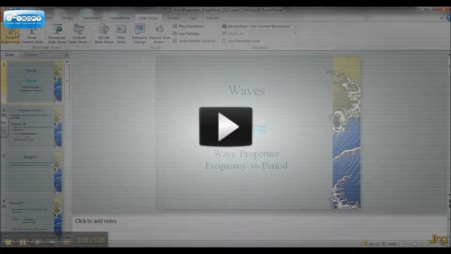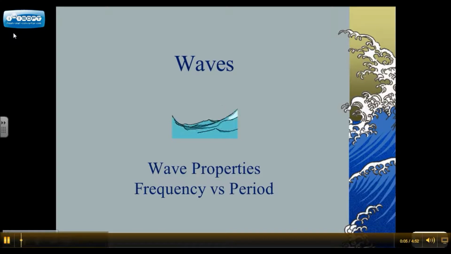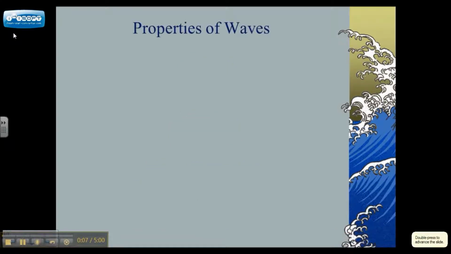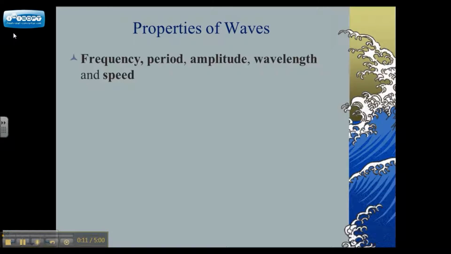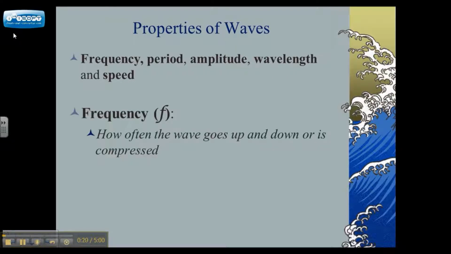We're going to start talking about wave properties, specifically frequency and period. So first, the properties of waves that we're going to talk about include frequency, period, amplitude, wavelength, and speed. Specifically in this one, frequency and period. So first, frequency. Frequency is denoted by lowercase f, kind of has a little bit of a squiggle to it.